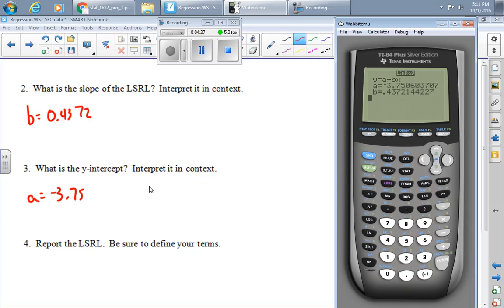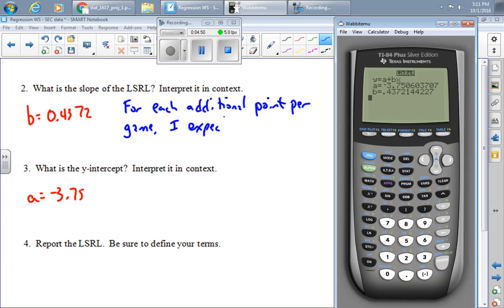Well, the slope says for each additional x, I expect that y will change by that b amount. So for each additional point per game, I expect, that's the hat part, I expect to see an increase because the slope is positive, of 0.4372 wins.